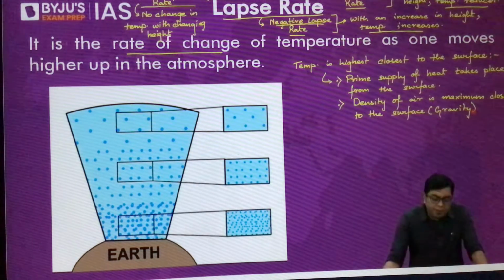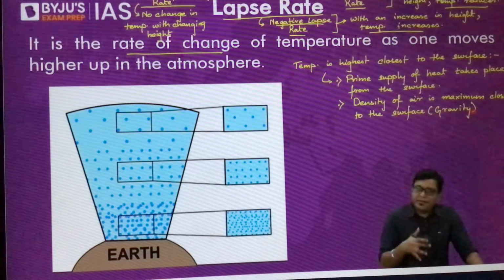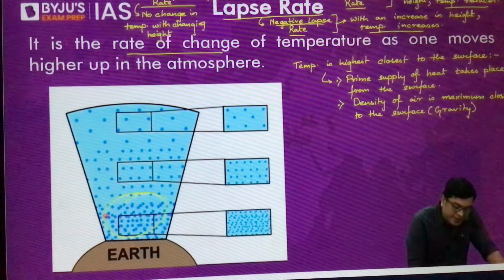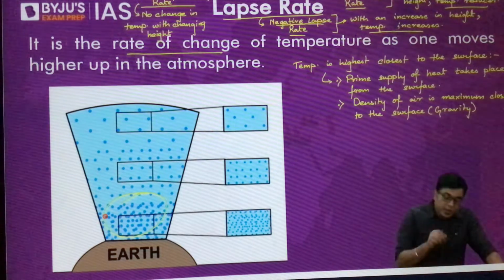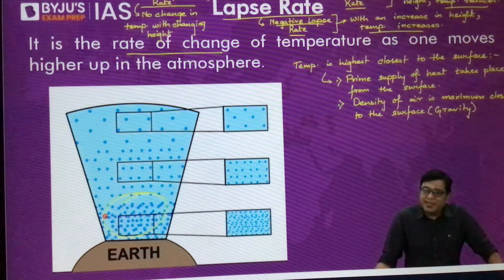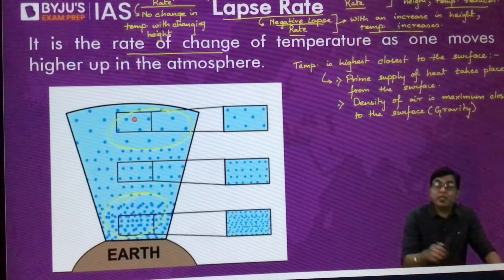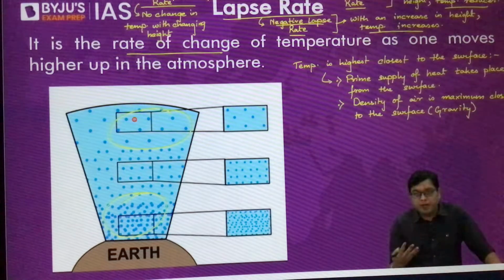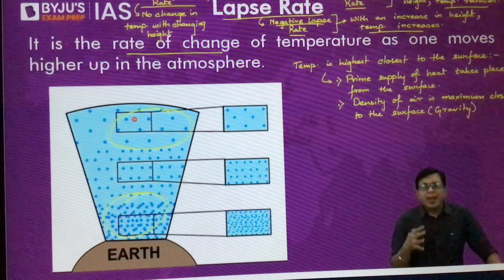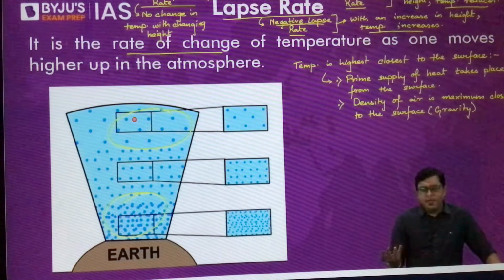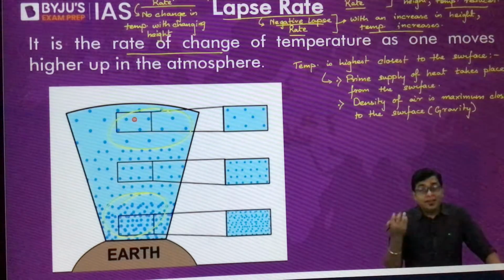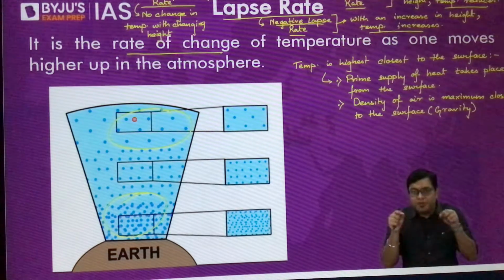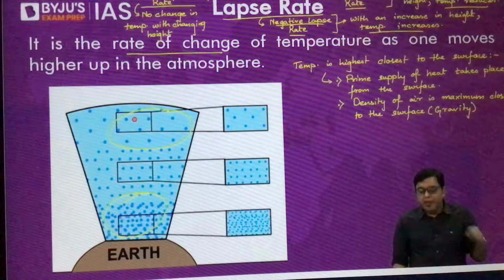Because the planet Earth exerts a gravitational pull of attraction, you will always find that the air is much denser closest to the surface as compared to the upper region. So the density of gases, dust particles, and water vapor will be maximum there. What does that mean if the density is maximum? That means in that particular region, the ability to retain heat within the particles will be very high.